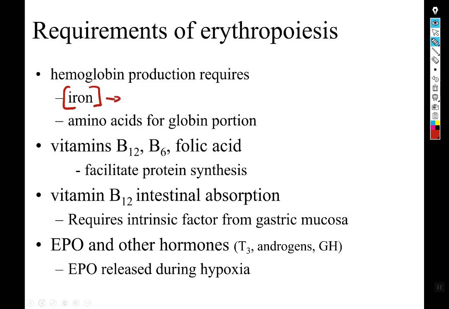And primarily this iron comes from diet or recycling. So as we discussed previously, during the destruction of hemoglobin, the iron is transferred back to the liver and bone marrow by transferrin and other iron transport proteins. So some amount of iron is recycled, but you still need to eat plenty of iron. So dietary iron is still important. And of course, you also need amino acids to make the globin portion because it's just a protein.